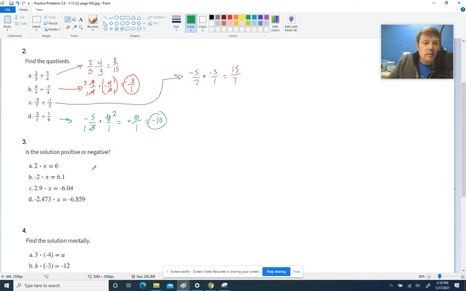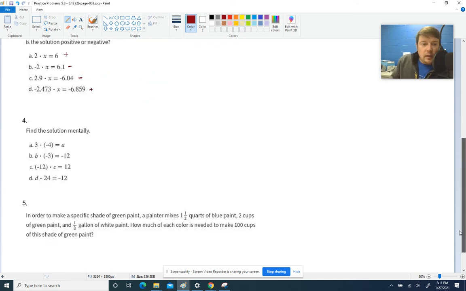Is the solution positive or negative? So all you got to do is write plus or minus for this one. 2 times something is 6. That something has to be 3, and it has to be positive. Negative 2 times something is positive, so for that product to come out positive, the x would have to be negative, because a negative times a negative is positive. 2.9 times something is negative 6.04. That something would have to be negative for the product to come out negative, otherwise it would be positive. And then a negative times something that equals a negative, that something must be positive, otherwise the product would be positive. All right, let's look at number 4.